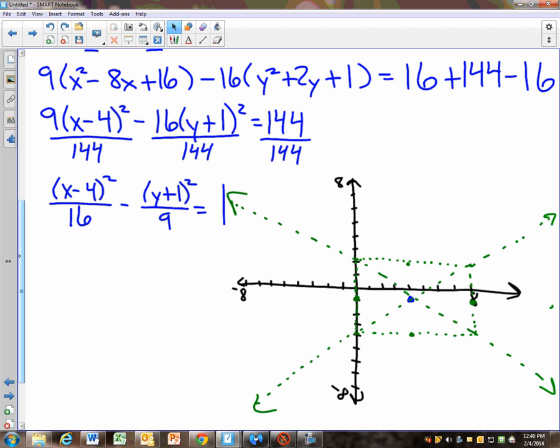Okay, I drew my asymptotes. I got my box. Do the vertices go on the top and bottom, or do they go on the right and left? They go on the right and left because this is a horizontal hyperbola, because the x is first, or because the x is positive. So very good. I'm going to put my vertices on the left and right of the box. I can draw my shape.